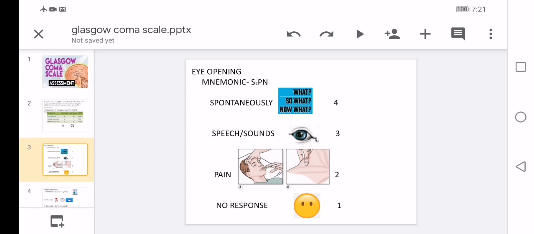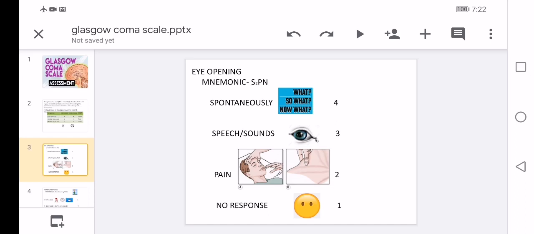If you go into detail, for eye opening I have a mnemonic: SPN, which is the abbreviation of our channel, and adding 2, like S2PN. Spontaneously: you are asking the patient questions and the patient is giving answers spontaneously. So you can give grade 4 to the patient.